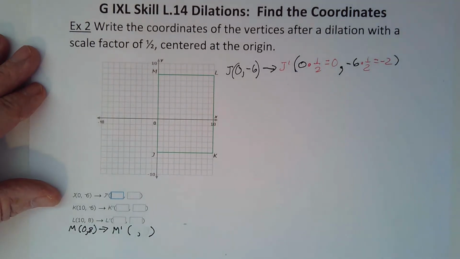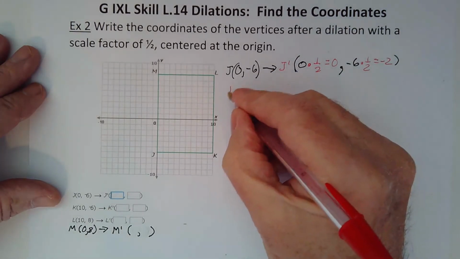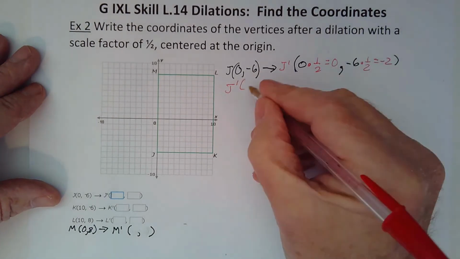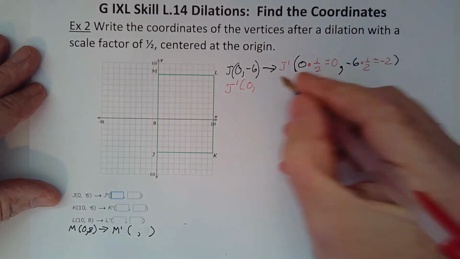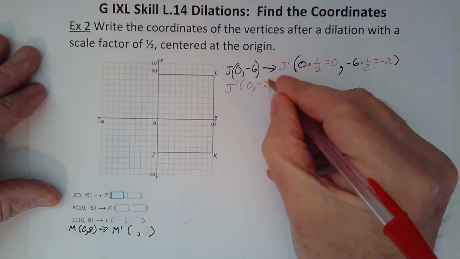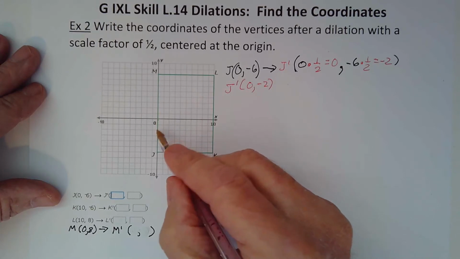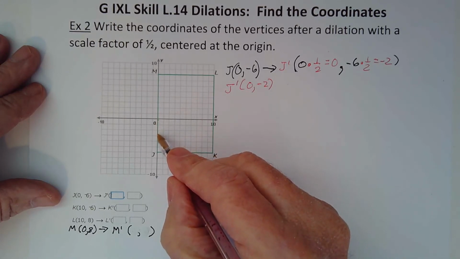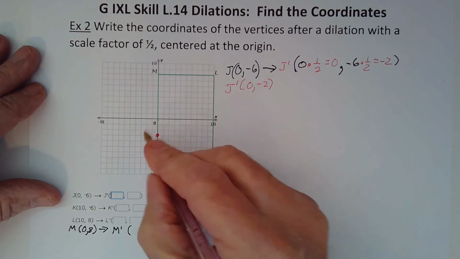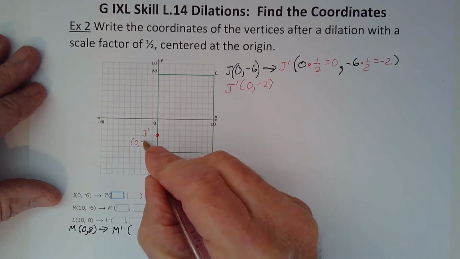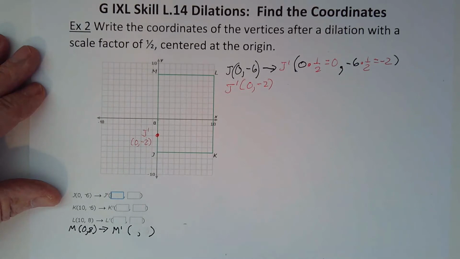So therefore, J prime's new coordinates are 0, comma, negative 2. And so I'm going to go over here to where x is 0 and y is negative 2. That's going to be down here. This is my J prime. 0, comma, negative 2. All right.